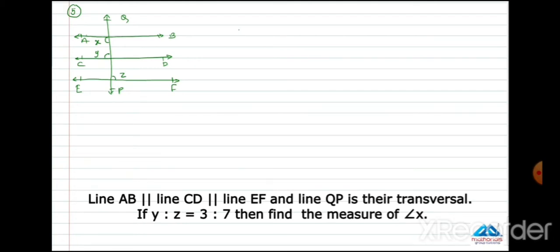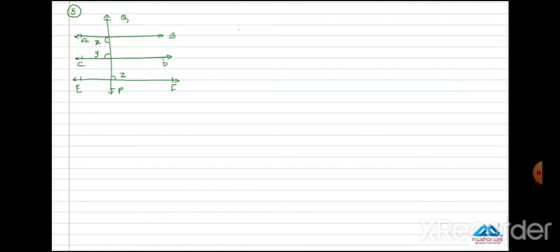Line AB is parallel to line CD, parallel to line EF, and line PQ is their transversal. If y ratio z equals 3 ratio 7, then find the value of x. We have given y ratio z equals 3 ratio 7.